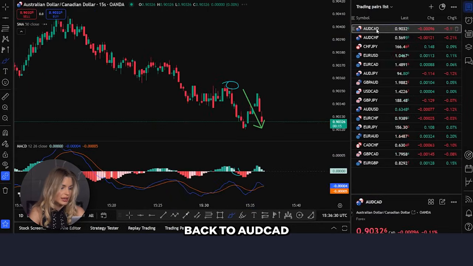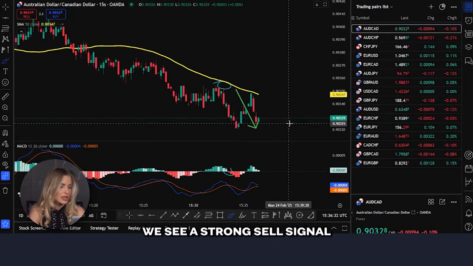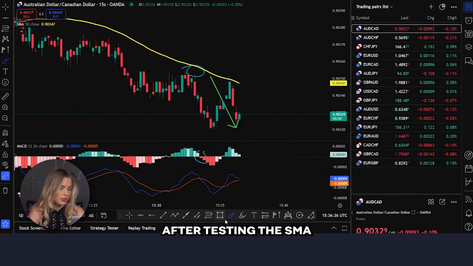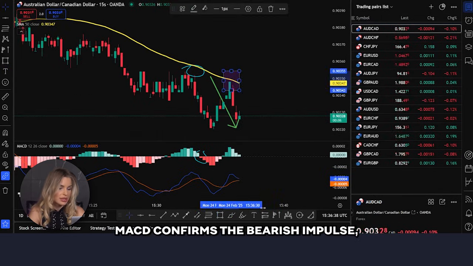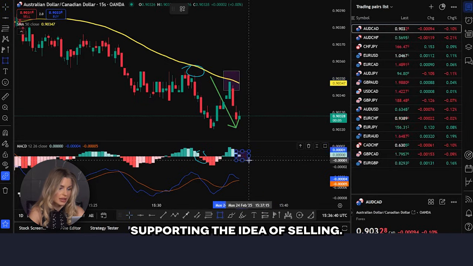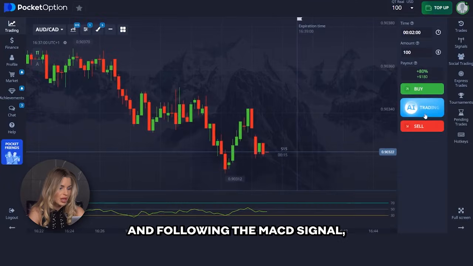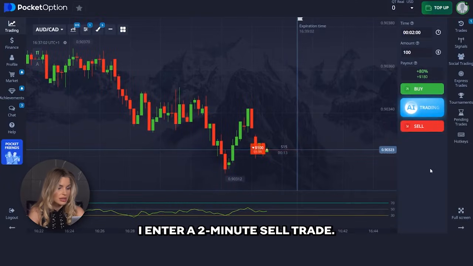Back to AUD/CAD. We see a strong sell signal after testing the SMA. MACD confirmed the bearish impulse, supporting the idea of selling. Opening Pocket Option and following the MACD signal, I enter a 2-minute sell trade.